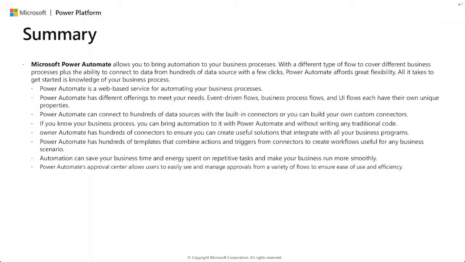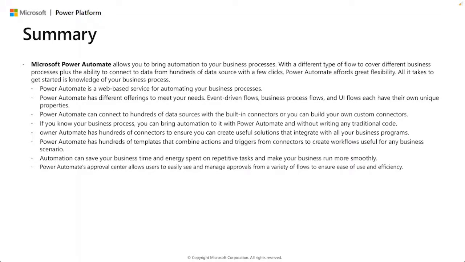Power Automate affords great flexibility. All it takes to get started is knowledge of your business processes. Power Automate is a web-based service for automating your business processes. It has different offerings to meet your needs. Event-driven flows, business process flows, and UI flows each have their own unique properties. You can connect to hundreds of data sources with the built-in connectors, or you can build your own custom connectors.